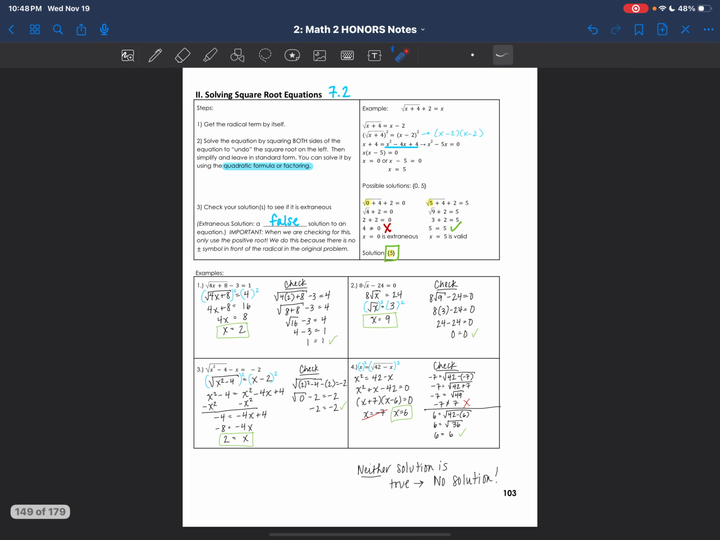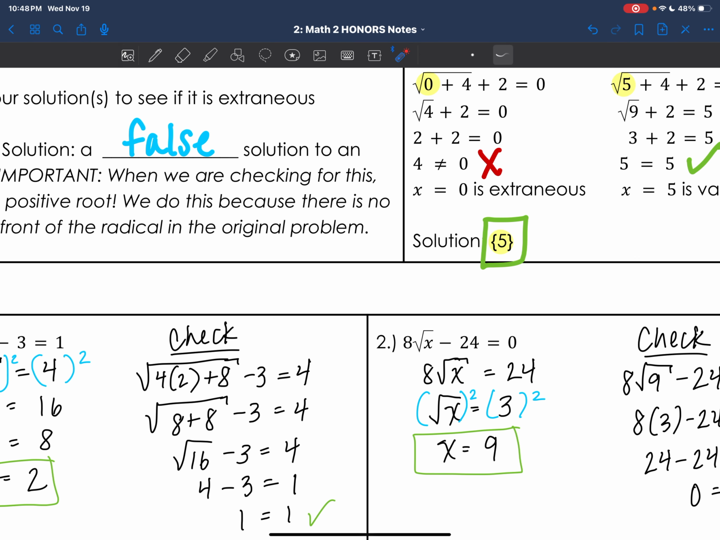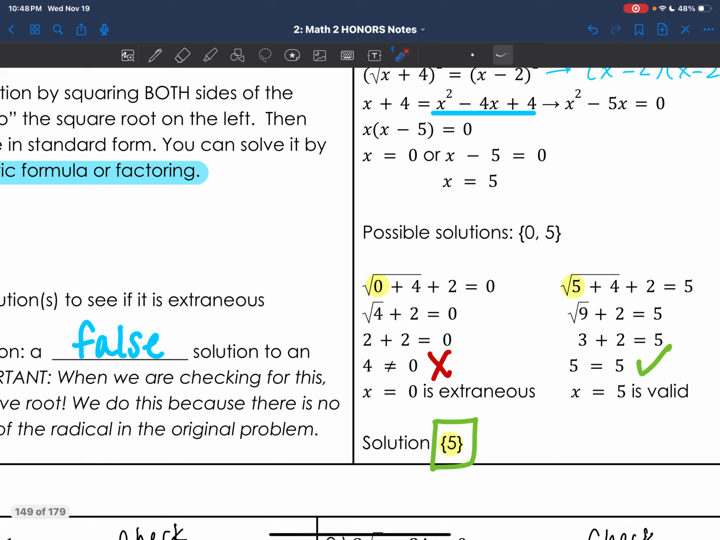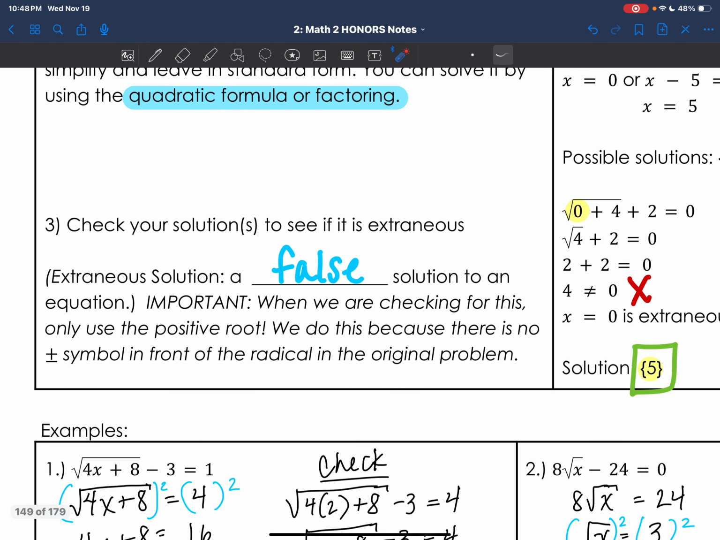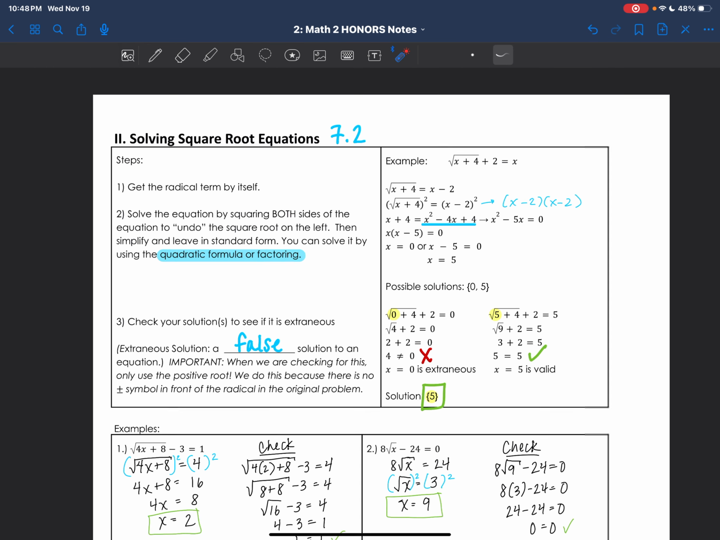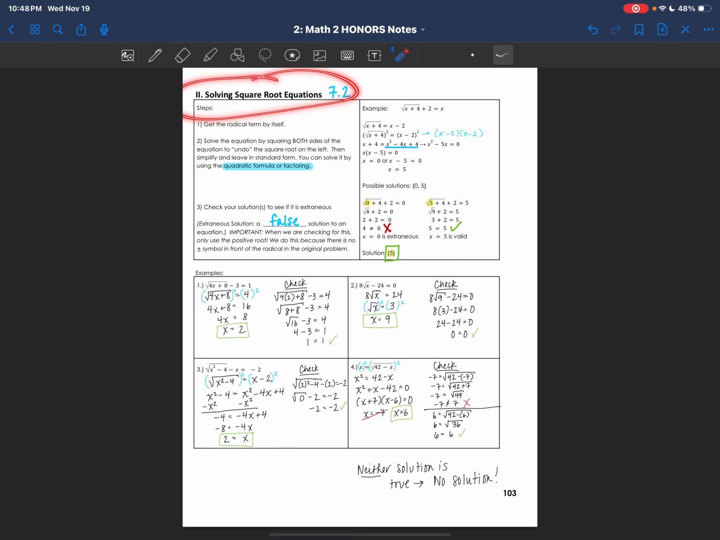All right, so just remember when you're doing this, make sure you isolate the radical, and then of course always check your solutions. And that is solving square root equations.